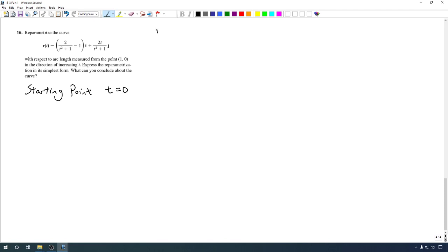We then go ahead and differentiate r, because we need to find the arc length. And that's the first step of finding the arc length. Now I'm going to skip some of the steps here. We do have to use a lot of our differentiation rules. We're using the quotient rule for both of these. The first component turns into negative 4t over (t squared plus 1) squared. Our second component turns into 2 minus 2t squared over (t squared plus 1) squared.